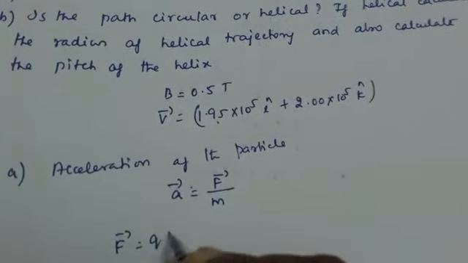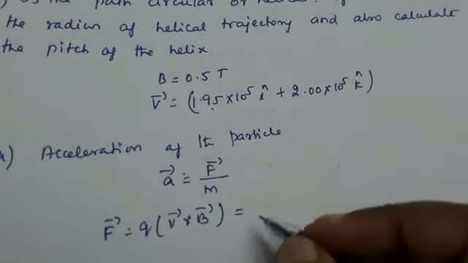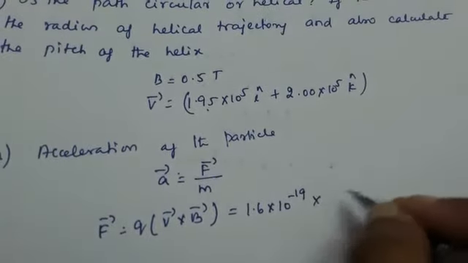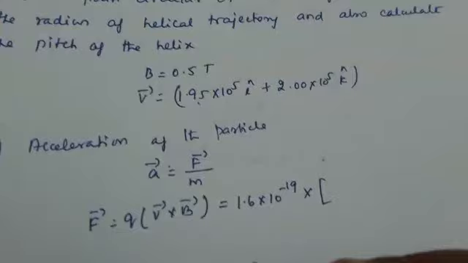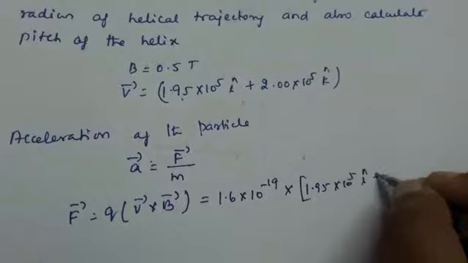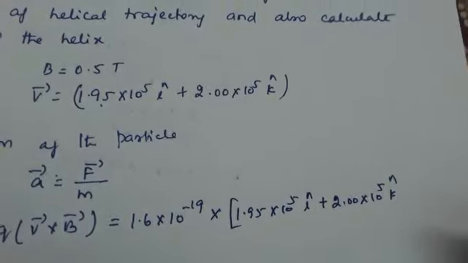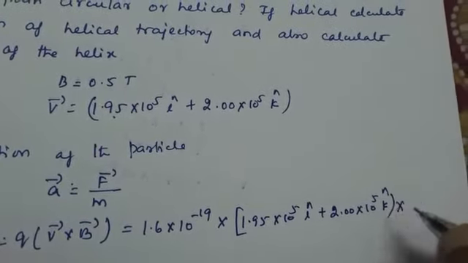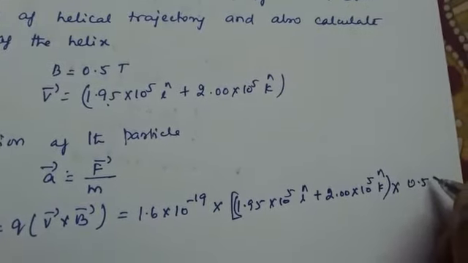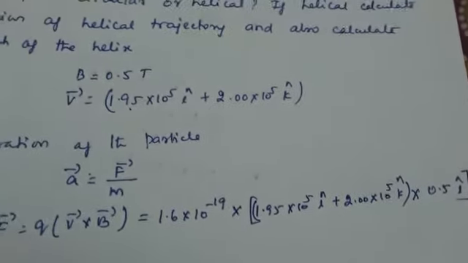So F = q (v × B) vector. Now what is the charge? Charge is the charge of the proton, that is nothing but 1.6 × 10^-19, cross. Velocity is 1.95 × 10^5 i vector + 2 × 10^5 k vector, cross B vector. B vector is 0.5. What is the direction of the B vector? The direction of the B vector is along the positive x-axis, so it is i.